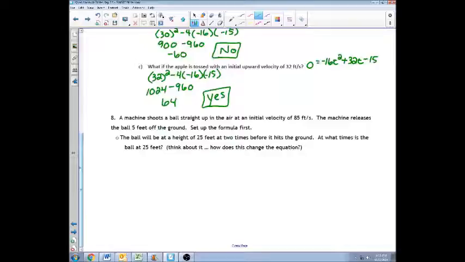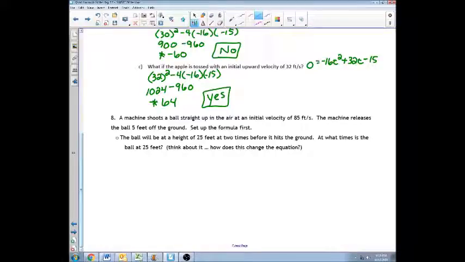All right, because remember, if I have a negative discriminant, I will have 0 real solutions. If I have a positive discriminant, I will have 2 real solutions. All right. A machine shoots a ball straight up in the air with an initial velocity of 85 feet per second. The machine releases the ball 5 feet off the ground. Set up the formula first.